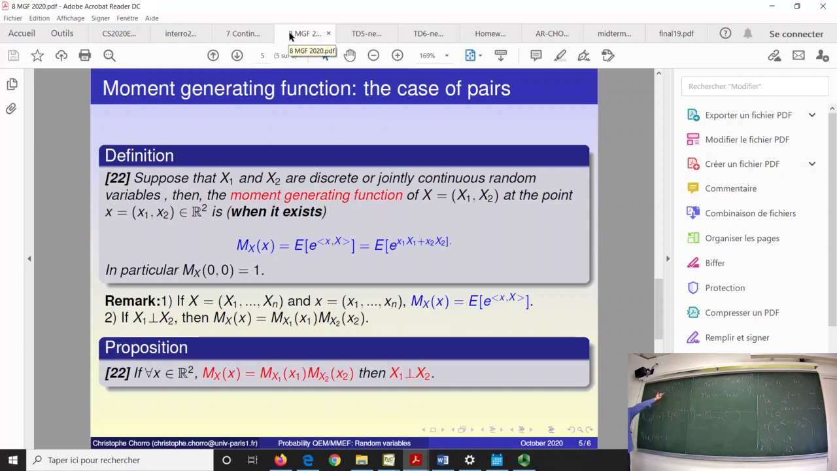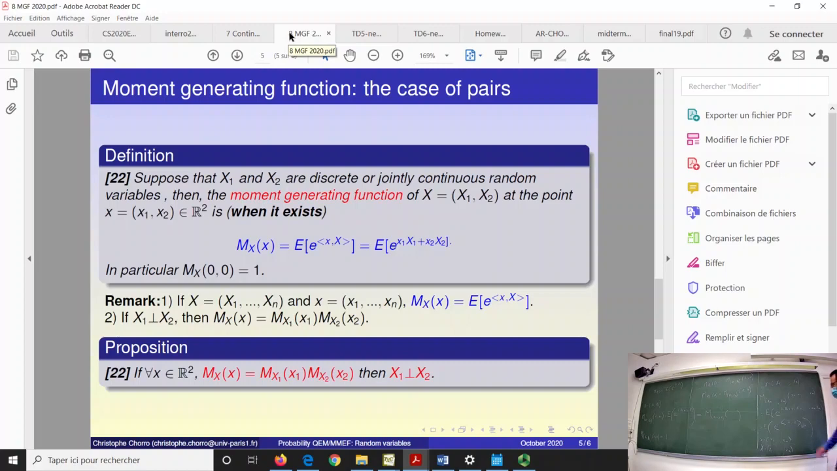Have in mind the definition. You might be tempted to write E of e^{tX1} multiplied by E of e^{sX2}, but no. I have nothing about independence for the moment. I don't know if X1 and X2 are independent. In general, they won't be. The next remark, concerning independence, will apply afterwards.